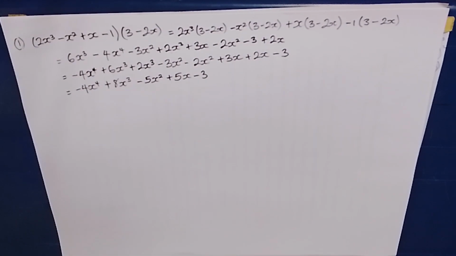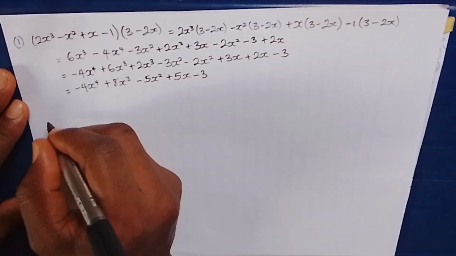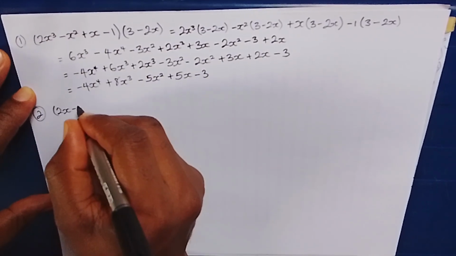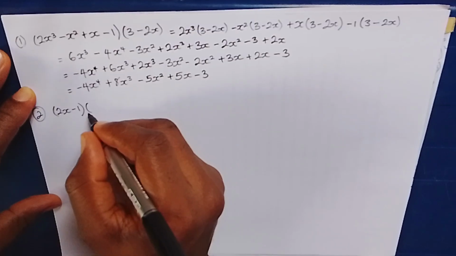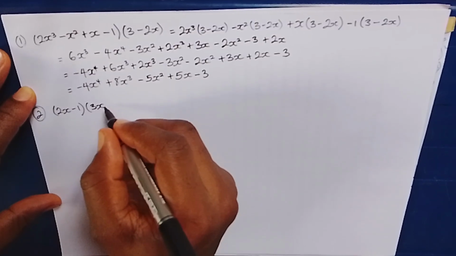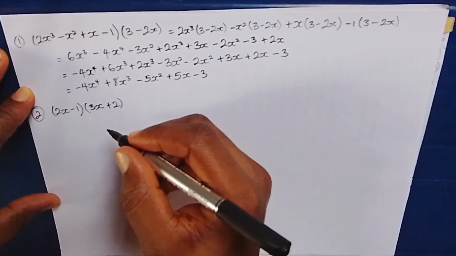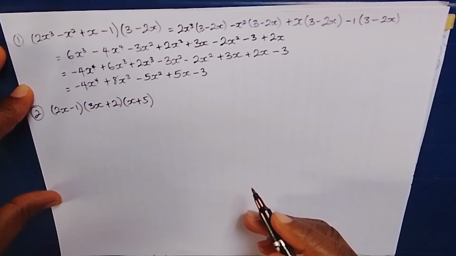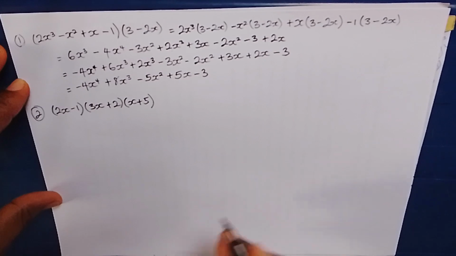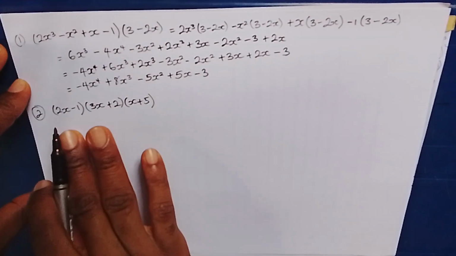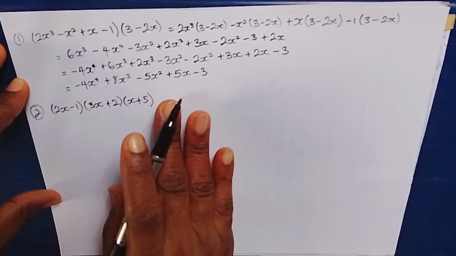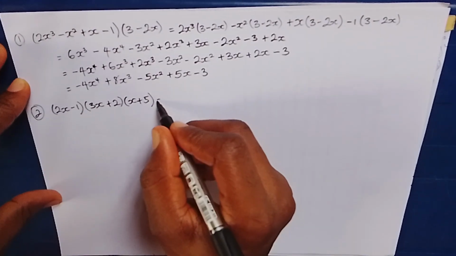Now let's take another example. In this case, we are given 2x minus 1, 3x plus 2, then x plus 5. So this here is where the associativity of multiplication comes in. So we'll pick just two expressions, multiply them first, and then the product will now be multiplied by the third one. So let's start with this first.